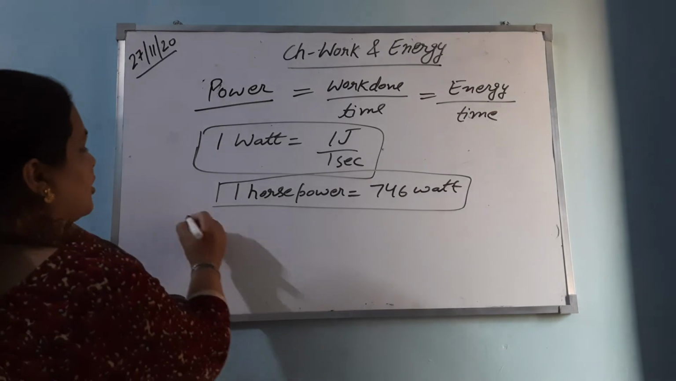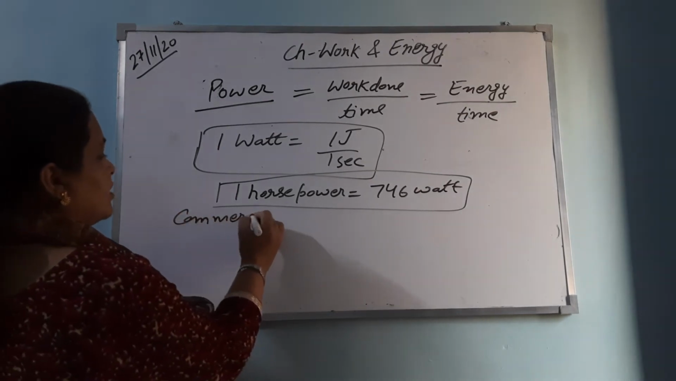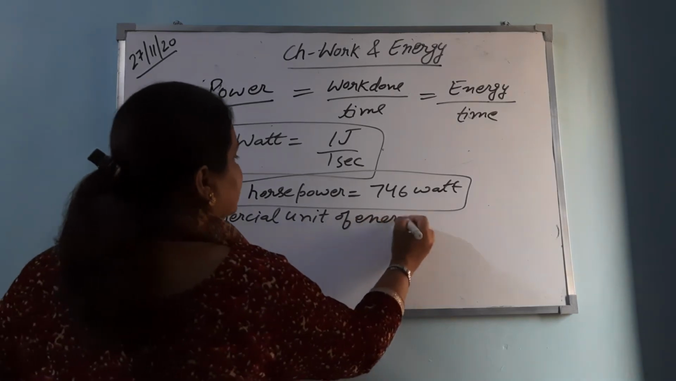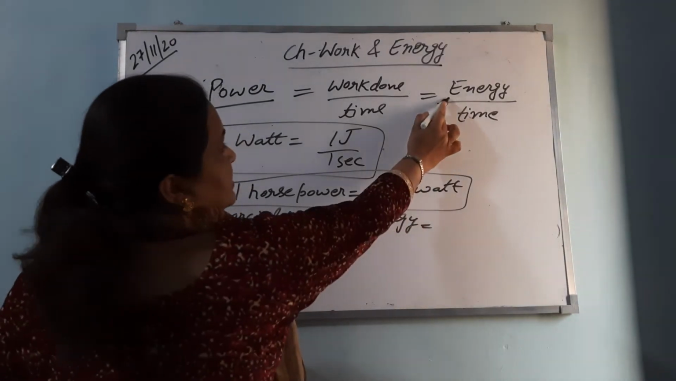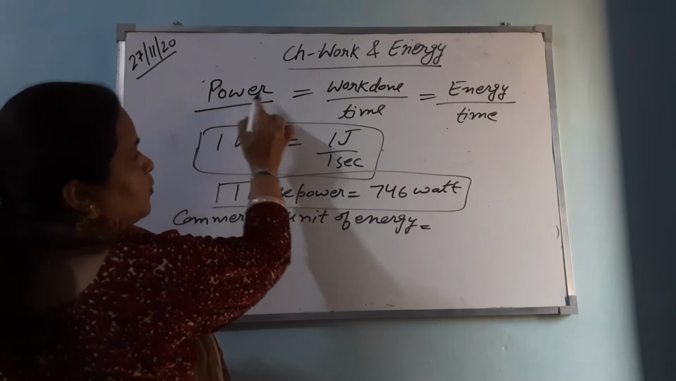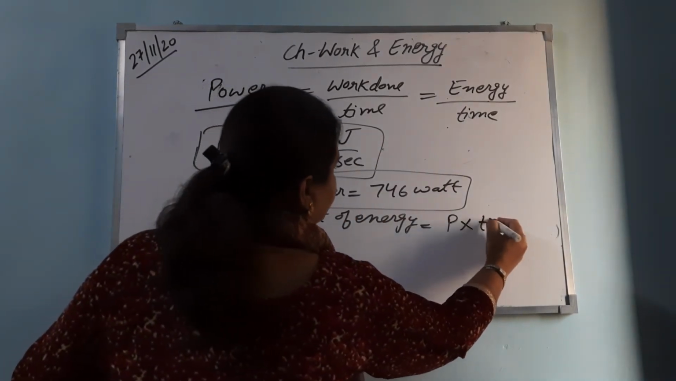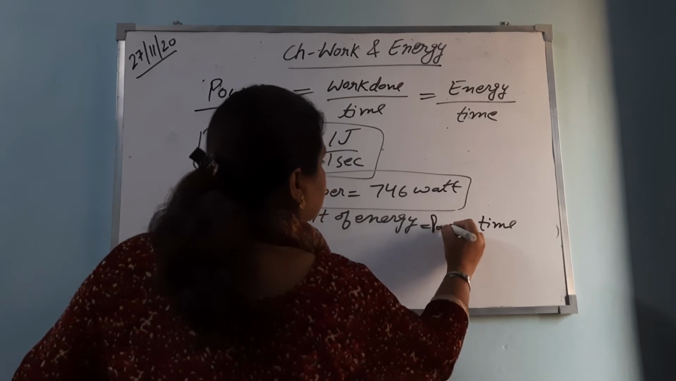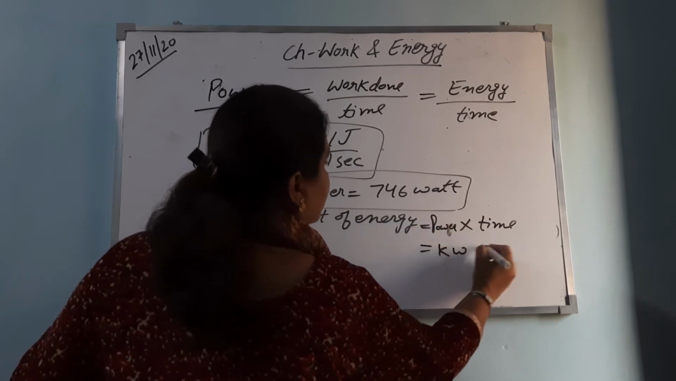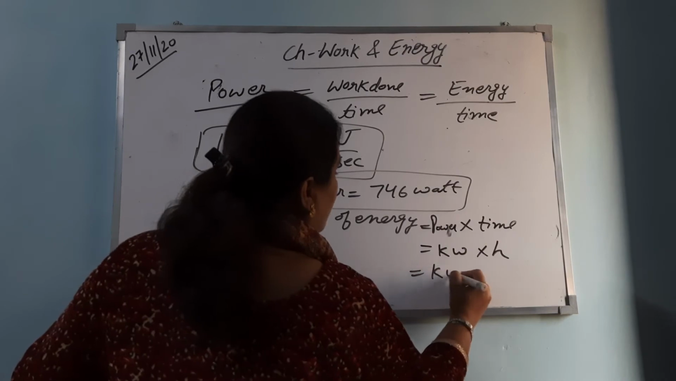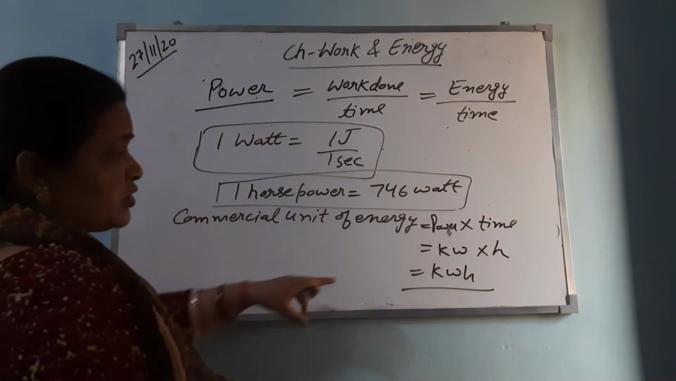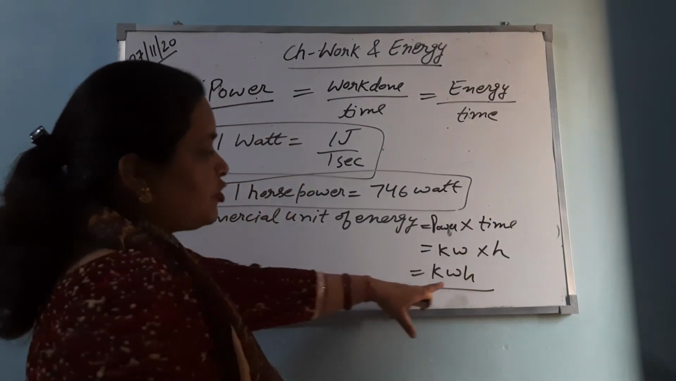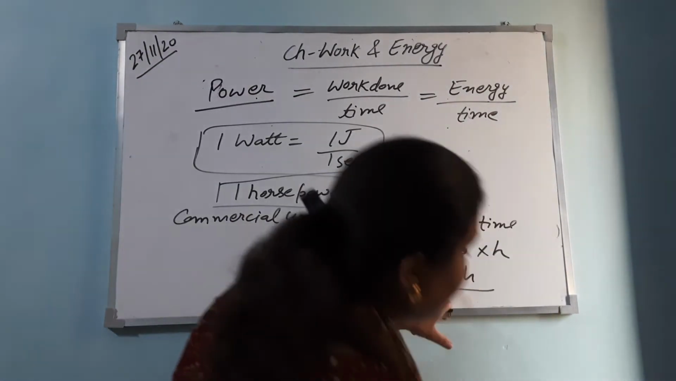Now the commercial unit of energy. From this formula you can see energy is power multiplied by time. So that is kilowatt into hour. So it is kilowatt hour, not per hour. Many students say kilowatt per hour. Not per hour, it is multiplied. So the commercial unit of energy is kilowatt hour.